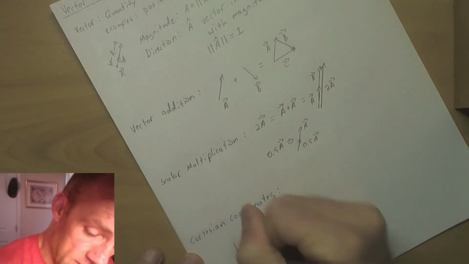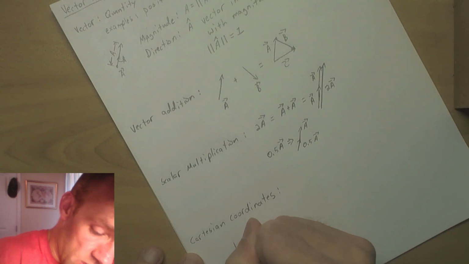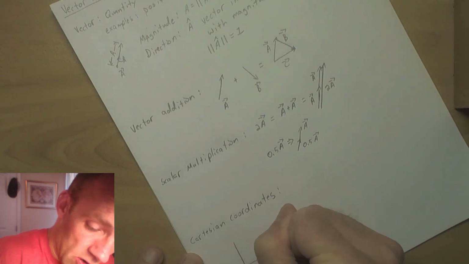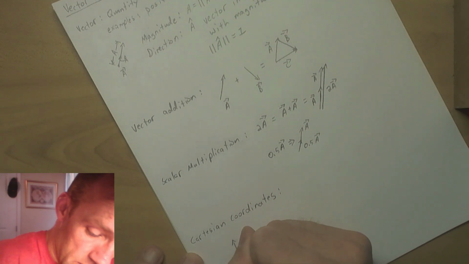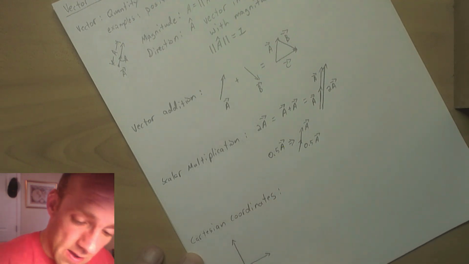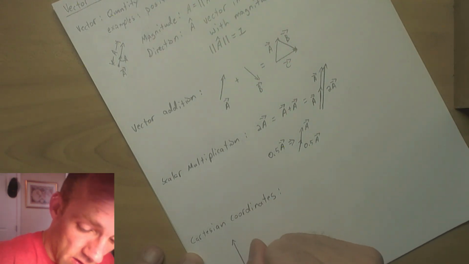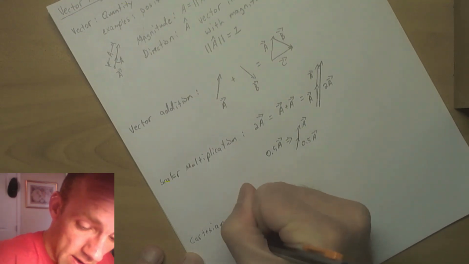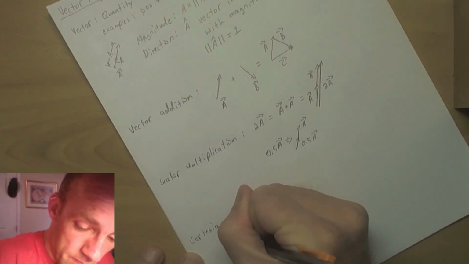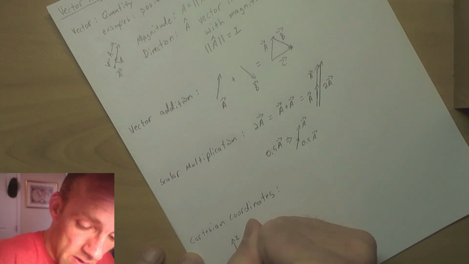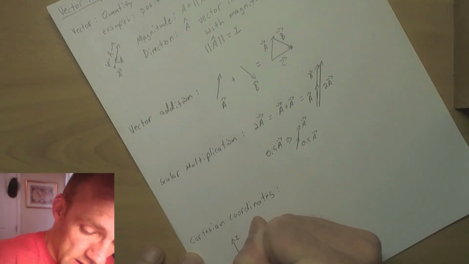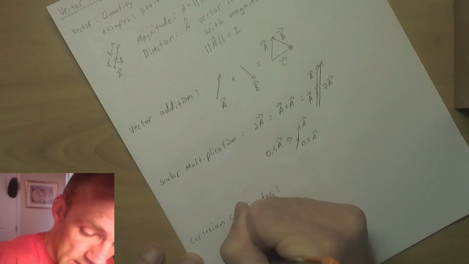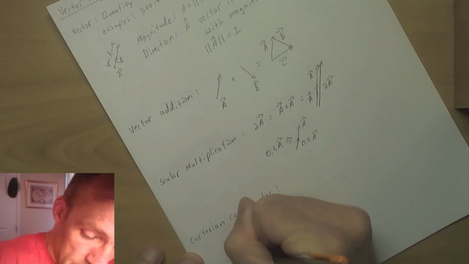So everybody should be somewhat familiar with the Cartesian setup here. If I have three coordinate axes of x, y, and z, then I can define basis vectors in those directions. So here's i. It's helpful that they be unit vectors, j and k.